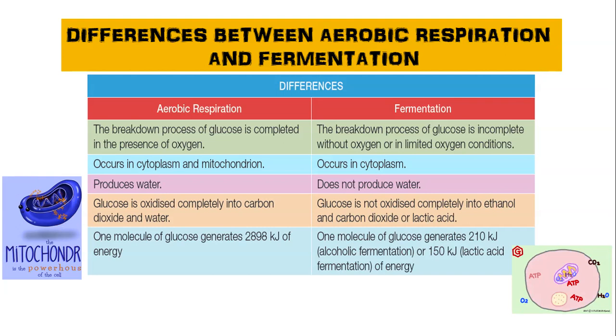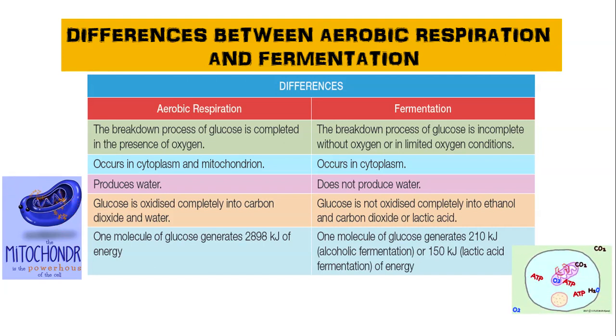Next are the differences between aerobic respiration and fermentation. There are about 5 differences between these types of respiration. Aerobic respiration is the process where the breakdown of glucose is complete in the presence of oxygen. Meanwhile, the breakdown of glucose in fermentation is incomplete, without oxygen or in limited oxygen conditions. Aerobic respiration occurs in the cytoplasm and mitochondria, meanwhile fermentation only occurs in the cytoplasm. Aerobic respiration produces water, meanwhile fermentation does not produce water.